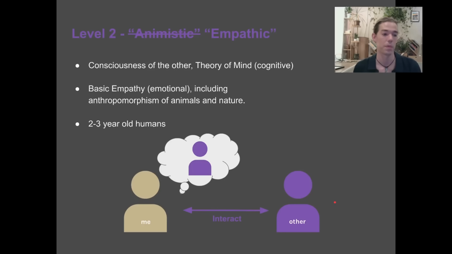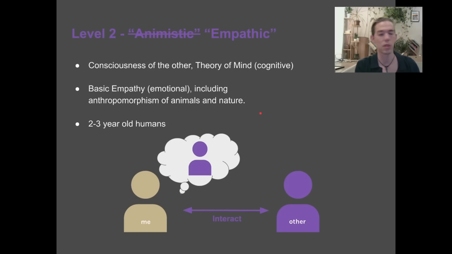Level 2 is the animistic in the original system. Empathic is the word I'm going to use for it. This is consciousness of the other and theory of mind. This first pops up in humans at around 2 to 3 years old, and we have all kinds of interesting psychological development experiments that we can do on pre-verbal children to see this. So this is basic empathy. I know that I have my own needs, thoughts, and emotions, and I'm interacting with you, and I know that you are being like me, who has your own thoughts and emotions.